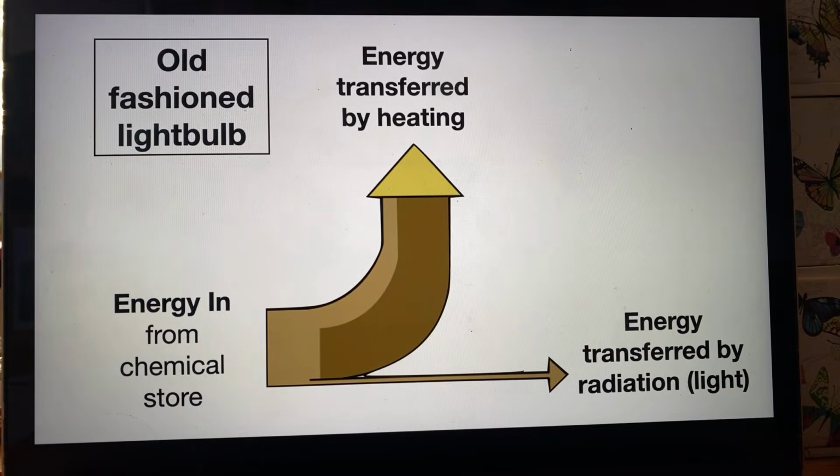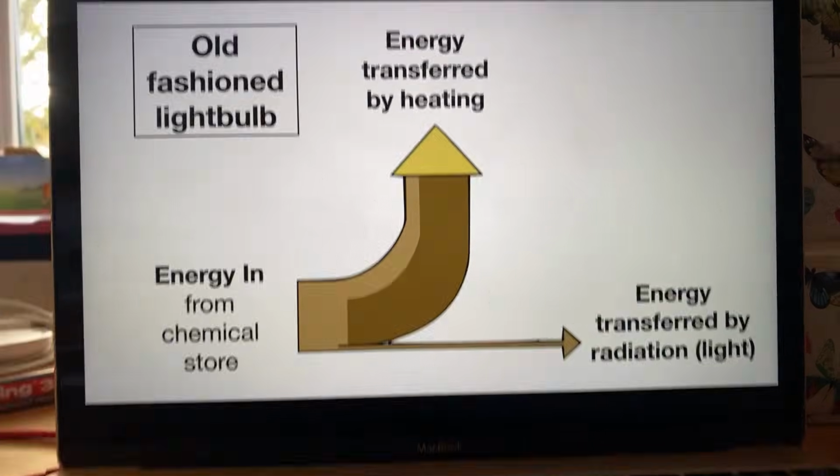So yeah, that energy is wasted. Same with an old-fashioned light bulb, which I have here. What gorgeous things they are. They really got humans a long way.